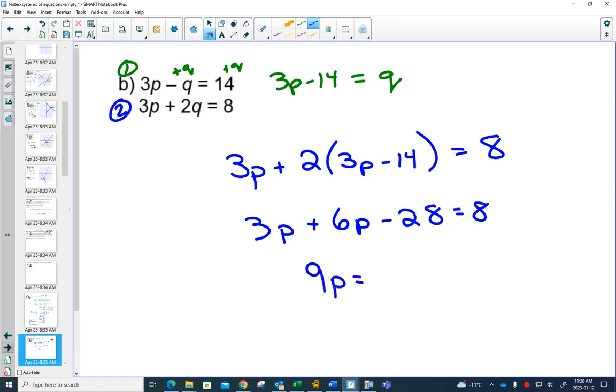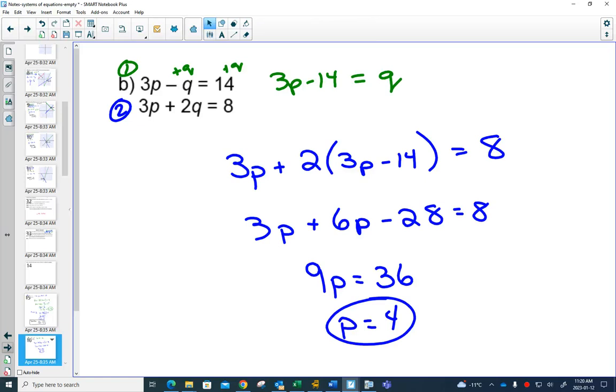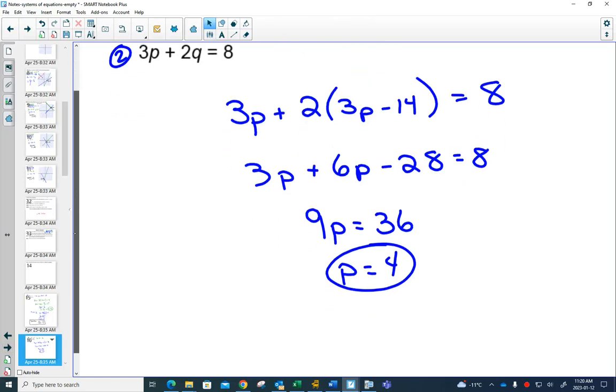This 28 and 8 are like terms, but they're on opposite sides, so I would add 28 to move it to the other side, giving me 36. And p is equal to 4. And put a little circle around that because that's part of our solution. What do we still need to find? We need to find q.